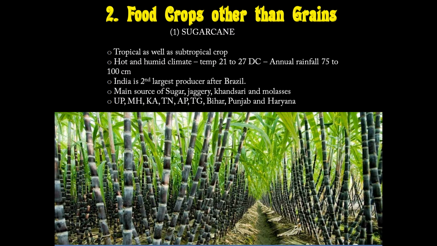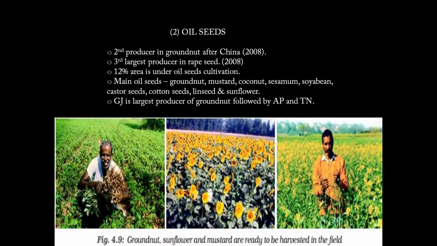Next, so which states are in high range for cultivating sugarcane? UP, Maharashtra, Karnataka, Telangana, Tamil Nadu, Andhra Pradesh, Bihar, Punjab, and Haryana.